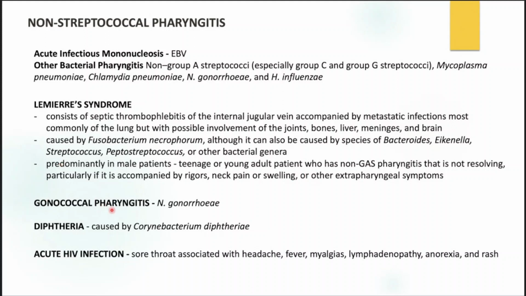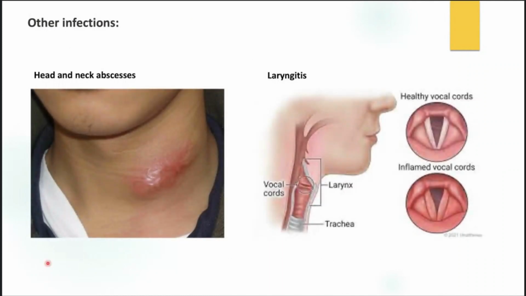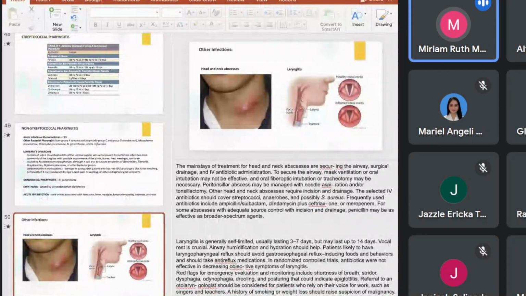Gonococcal pharyngitis caused by N. gonorrhoeae can also be an etiology of pharyngitis. Diphtheria and HIV infection may also present with pharyngitis. Other infections of the head and neck would be abscess formation and laryngitis involving the larynx. So, that's it for upper respiratory tract infections.